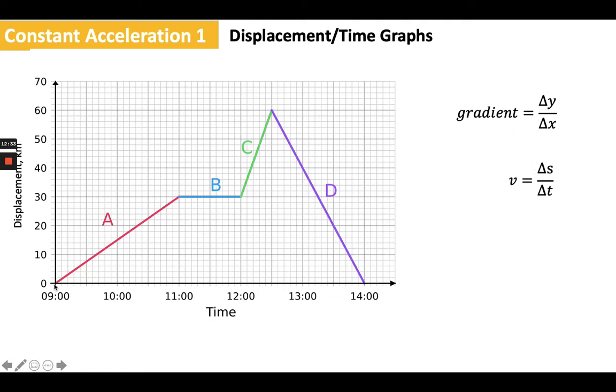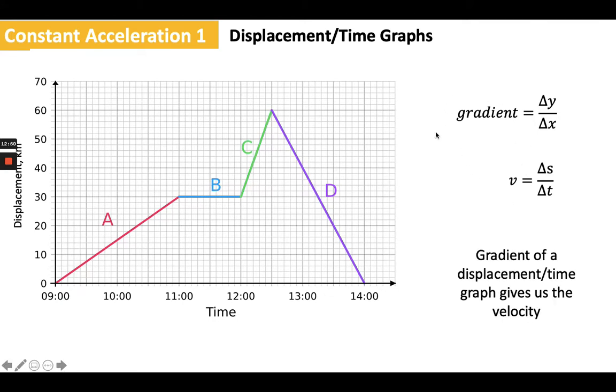Change in x, the x-axis is time, which again means that change in y over change in x is the same thing here as change in s over change in t for this particular graph, given the way we set it out. That means that actually on this graph the gradient will equal the velocity. So the gradient of a displacement time graph gives us the velocity.